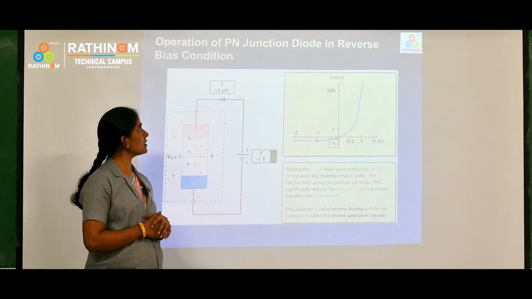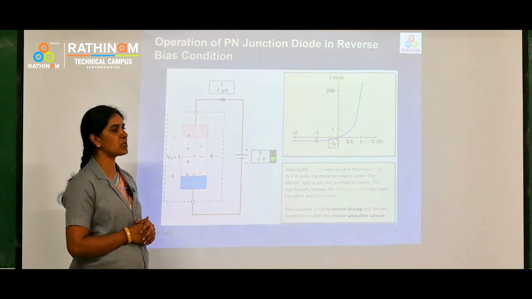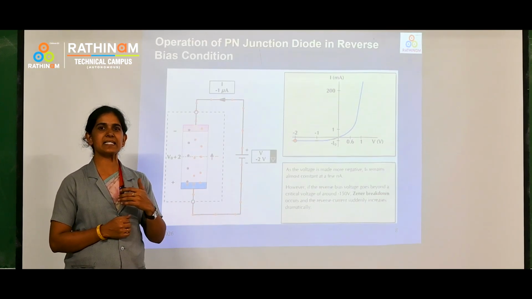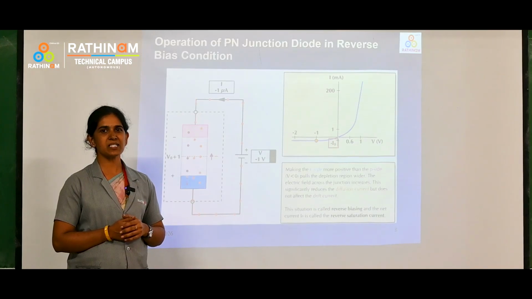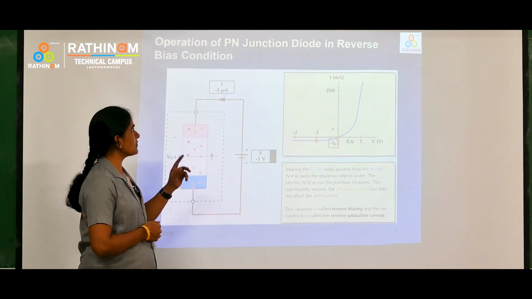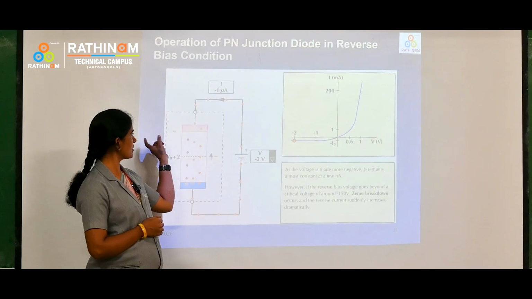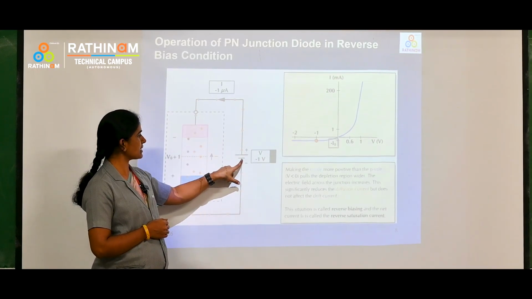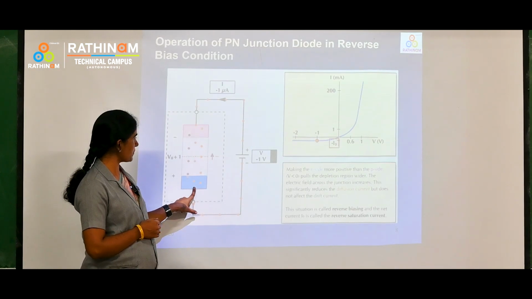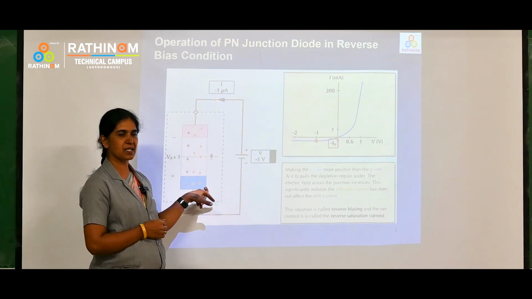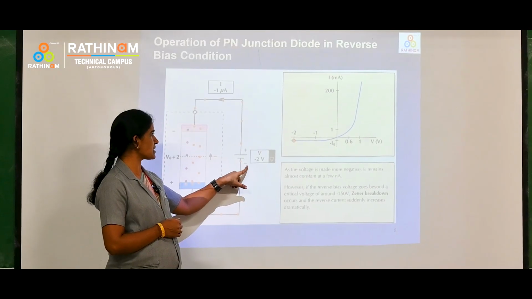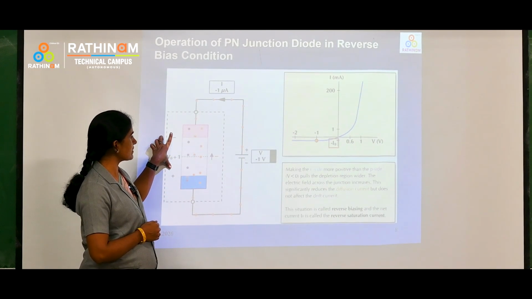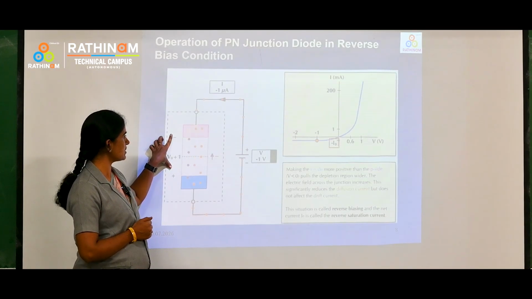Now the working principle of the PN junction diode in reverse bias condition. So what is biasing? Biasing is nothing but applying an external battery or external potential to the diode. So what is reverse bias? When we connect the positive polarity of the battery to the n-type material and the negative polarity of the battery to the p-type material, it is named reverse bias. When we increase the reverse bias across the diode, the depletion layer width increases. So how does the depletion layer width increase?